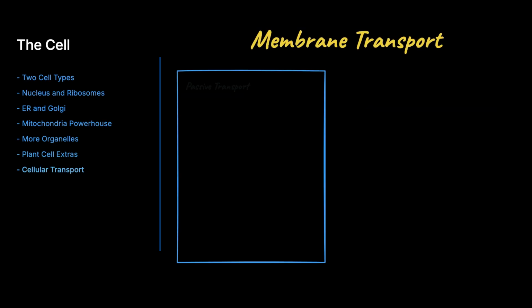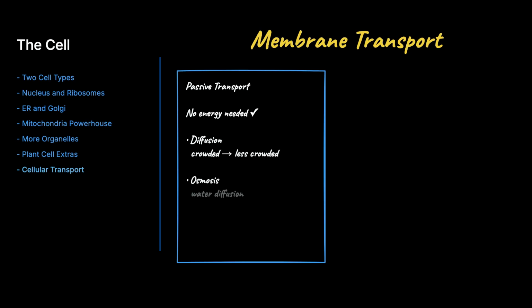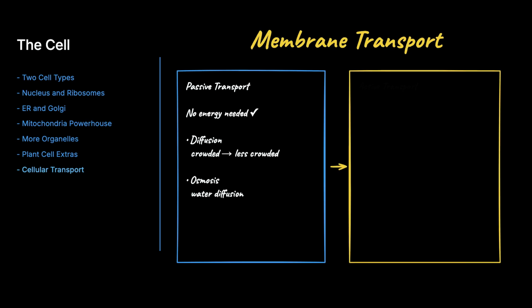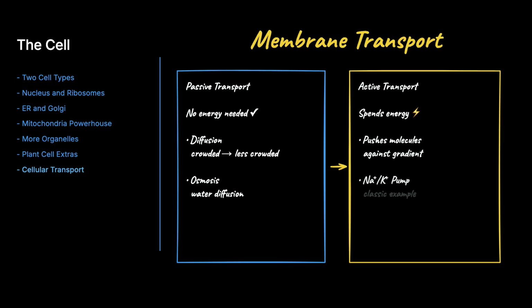Let me ask you this. How does a cell move things across that membrane? 2 ways. Passive transport needs no energy and includes diffusion, where molecules drift from crowded to less crowded areas, and osmosis, the diffusion of water. Active transport spends energy to push molecules against their gradient. The sodium-potassium pump is the classic example.